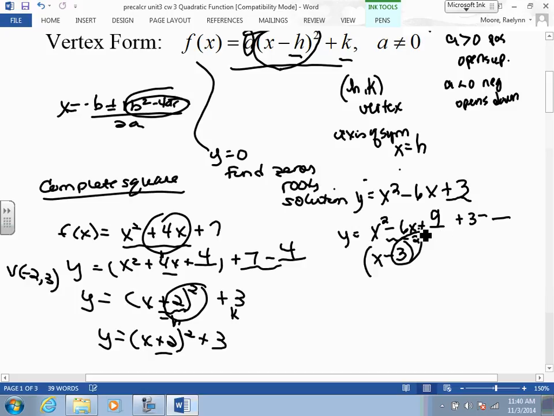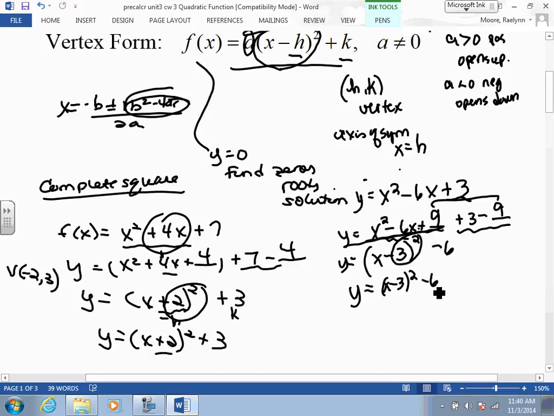If you add 9, you then have to subtract 9. This right here gives you x minus 3 squared. If you factor x squared minus 6x plus 9, you get x minus 3 times x minus 3. There's your square, x minus 3 squared. So this is taken care of. Now all you have to do is combine those. So your equation says x minus 3 squared minus 6.